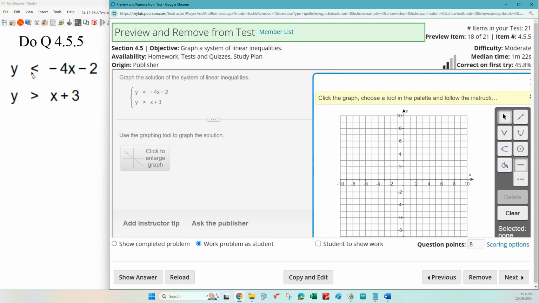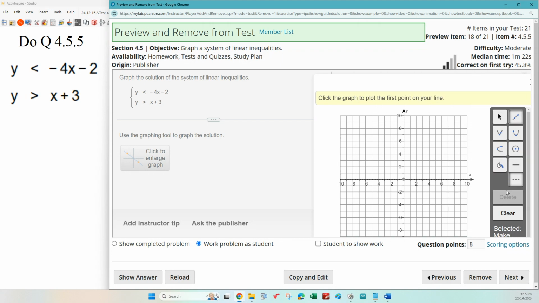All of you, raise your hands. Nobody blurt it out. Is that boundary line going to be dashed or solid? What do you think? Jaylene, is that going to be dashed or solid? Dashed, good. How come? No equal sign, good. Okay, so we know we're getting a dashed line, so I'm going to go down to my graphing tool, pick a line, and make it dashed.